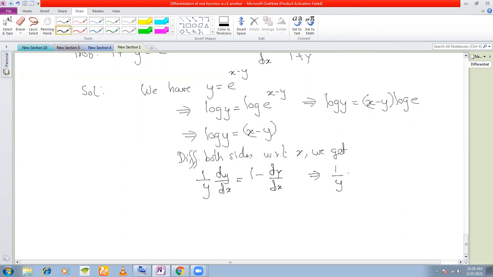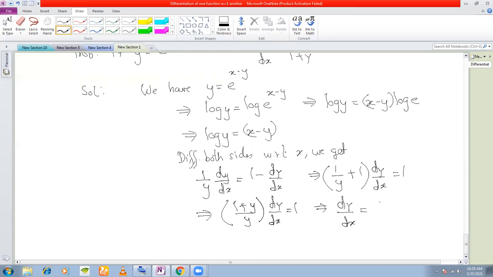They have 1 plus 1 by y plus 1 times dy dx is equal to 1. That means you have 1 plus y by y dy dx is equal to 1. That means dy dx must be equal to y by 1 plus y. Okay, that is what you needed to prove here.